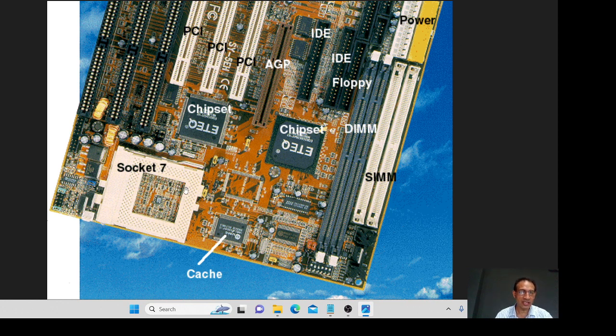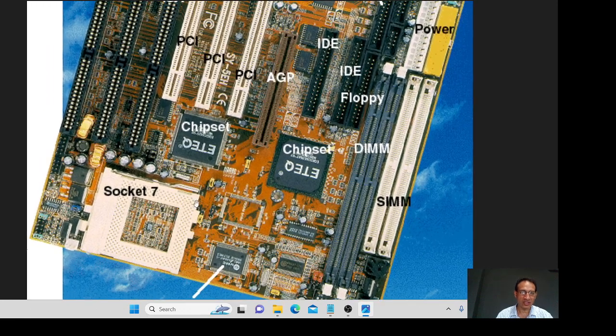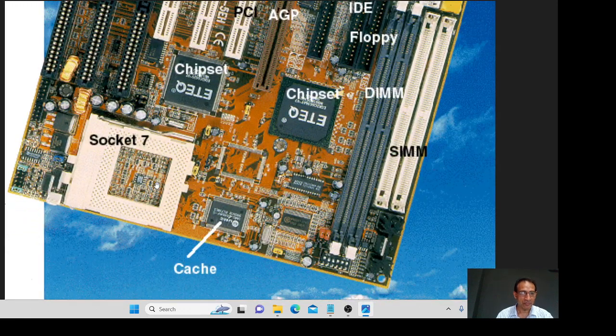Here the processor socket is available. Socket 7 is for the Pentium 1 processor. This can use this interface. So this machine might be more than 20 to 30 years old, I guess.